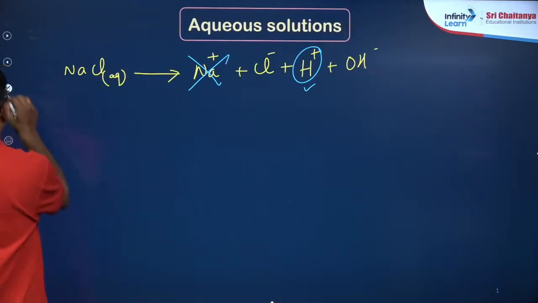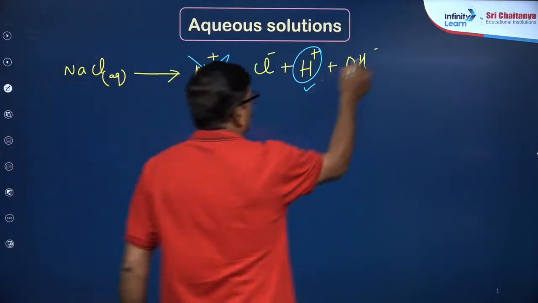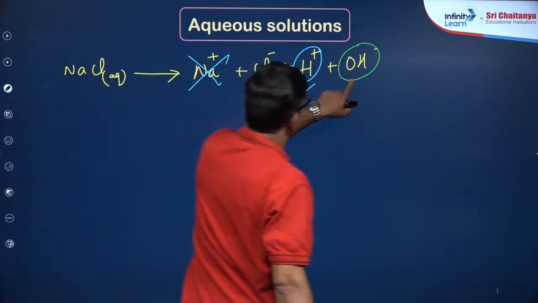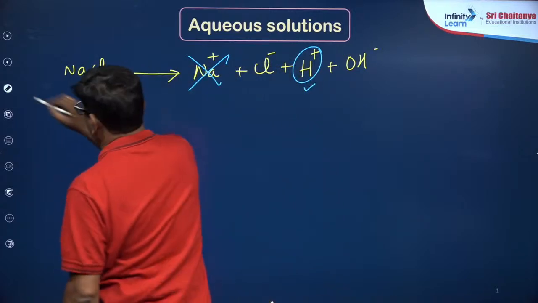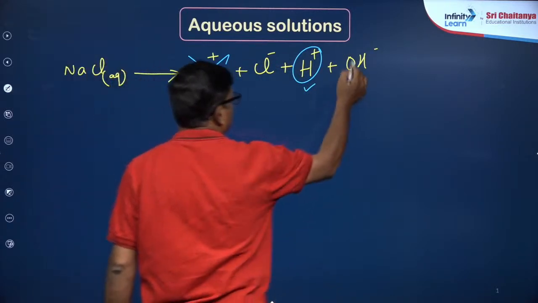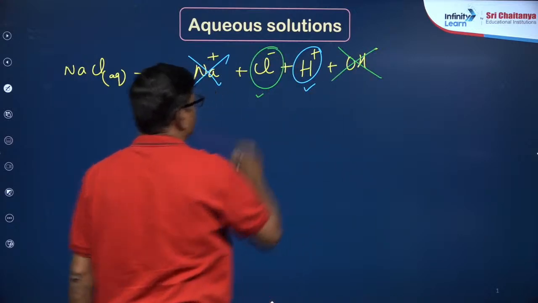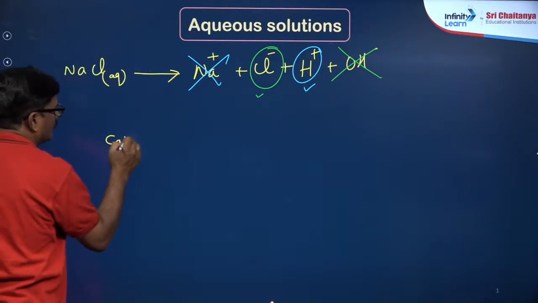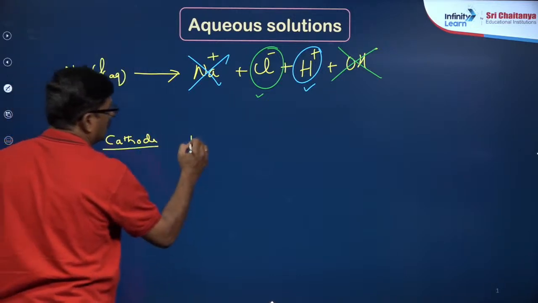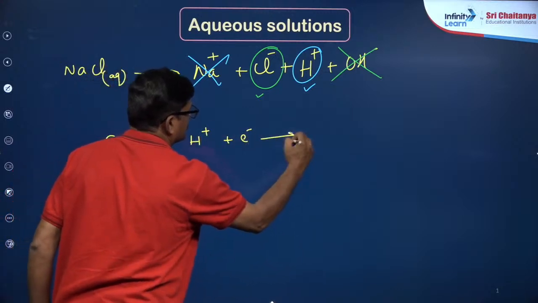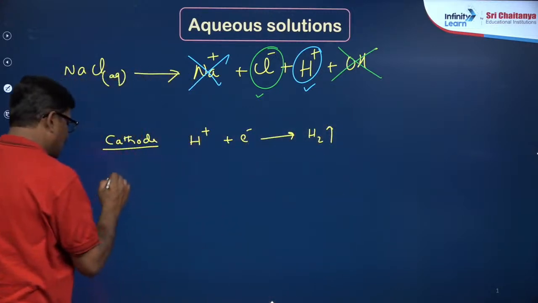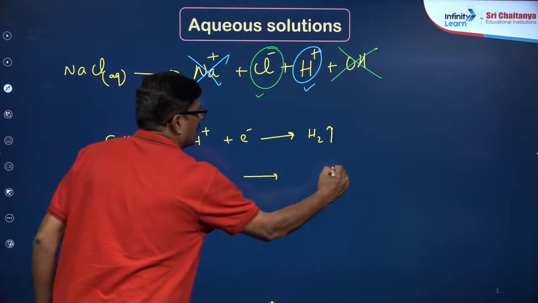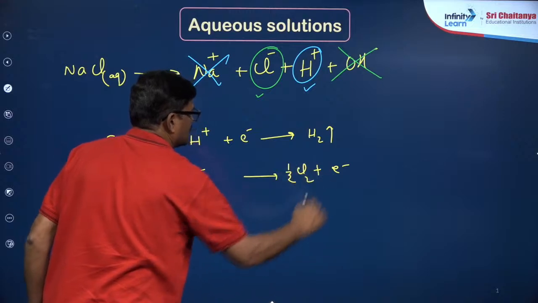Therefore, you are going to say OH minus ion won't be deposited. OH minus ion is not going to be deposited. Rather, Cl minus is going to be deposited. Therefore, at the cathode, H plus takes an electron and gives rise to hydrogen gas, and at the anode, Cl minus loses an electron and gives rise to chlorine gas.